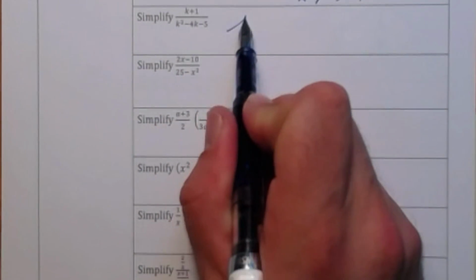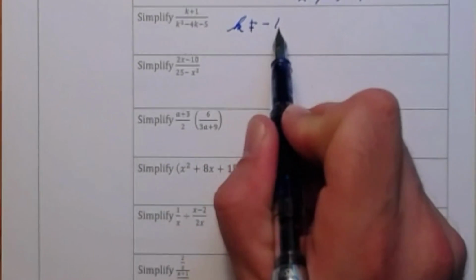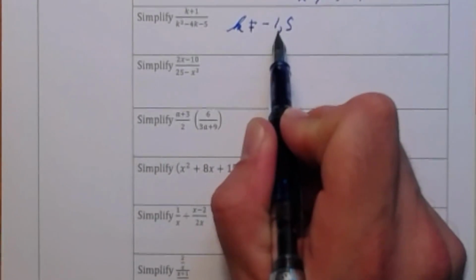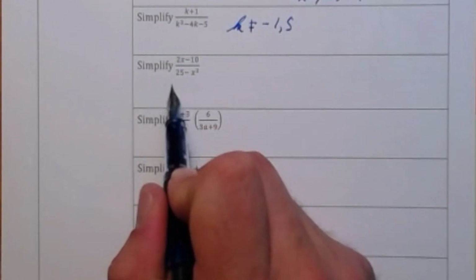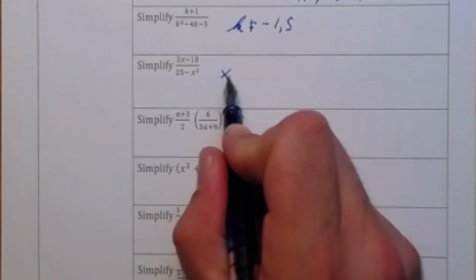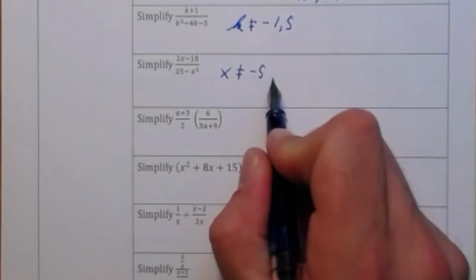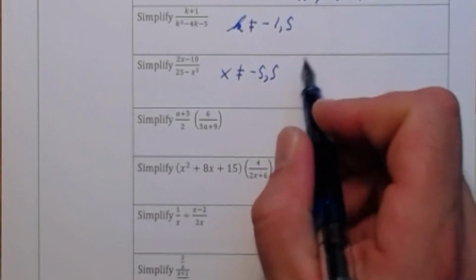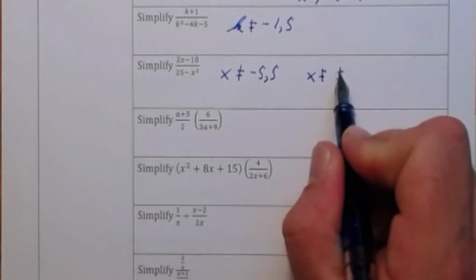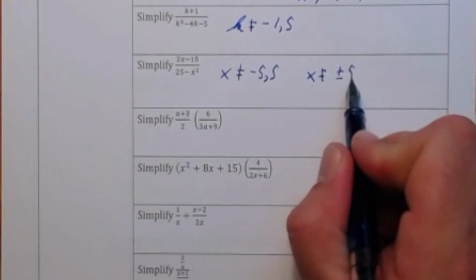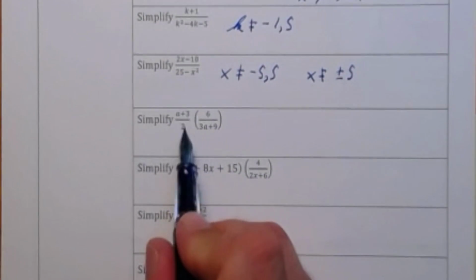In the first one, if k was a 5 or a negative 1, then we would wind up with a 0 in the denominator because 5 squared is 25 minus 4 times 5, which is 20, minus 5 would be 0. In the second example, either a negative or positive value of 5 would give us 25 minus 25 in the denominator, or 0. We could also write this that x is not equal to plus or minus 5.